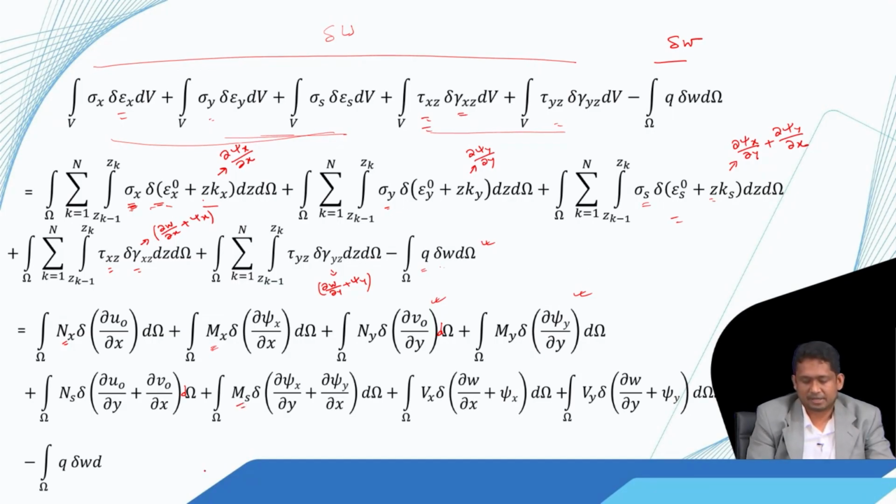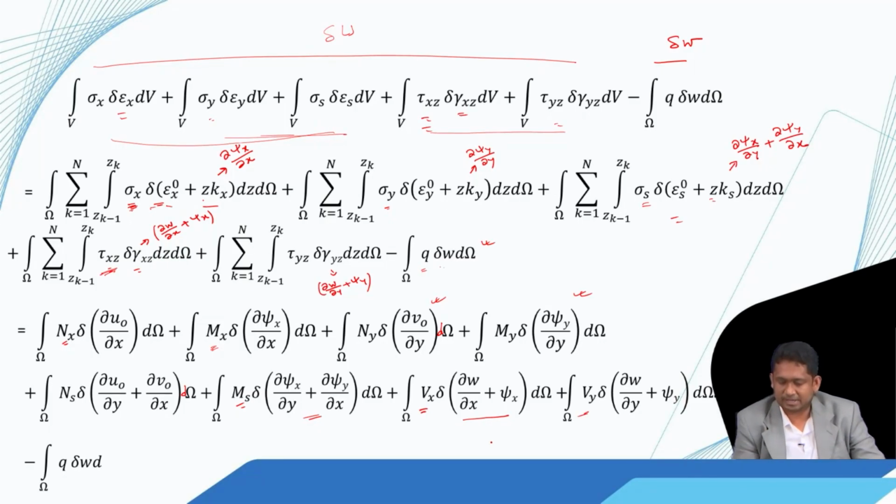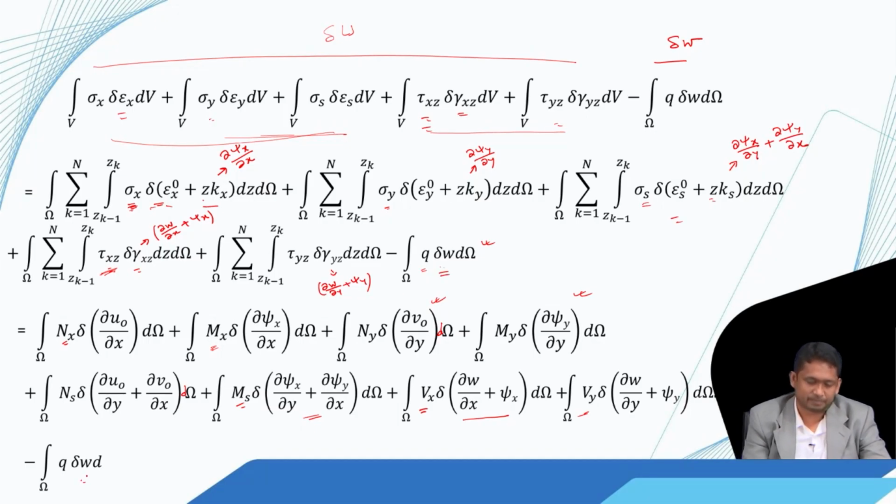So, we have integration of ms into variation of del psi x by del y plus del psi y by del x. Now, when we integrate tau xz over the surface, we get Vx multiplied by variation of del w by del x plus psi x, and similarly here we have Vy into variation of del w by del y plus psi y, and this term comes as it is.